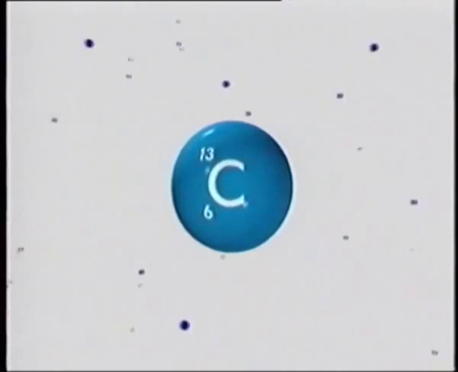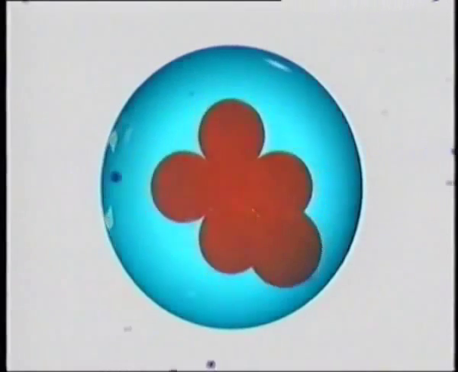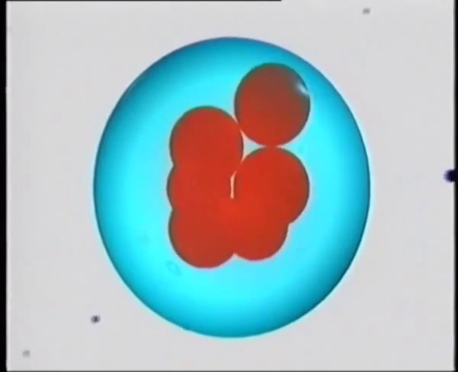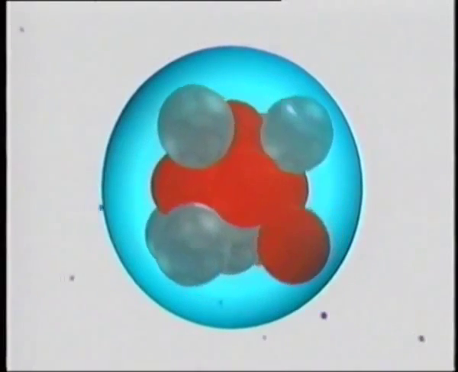But there are other kinds of carbon atoms. 1% of carbon atoms have a mass number of 13. They've still got 6 protons, but instead of 6 neutrons, they have 7.